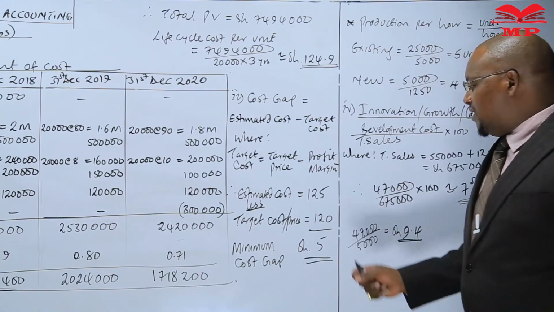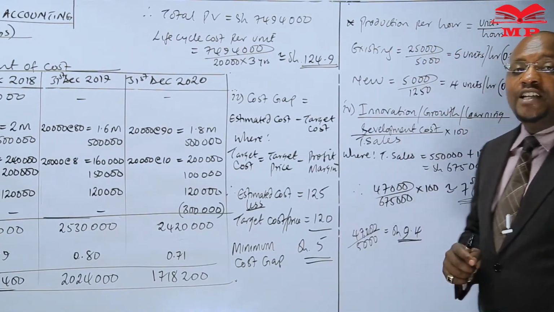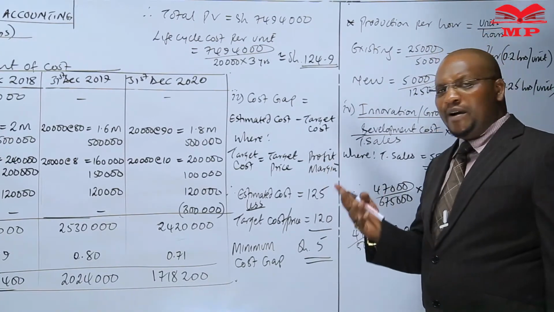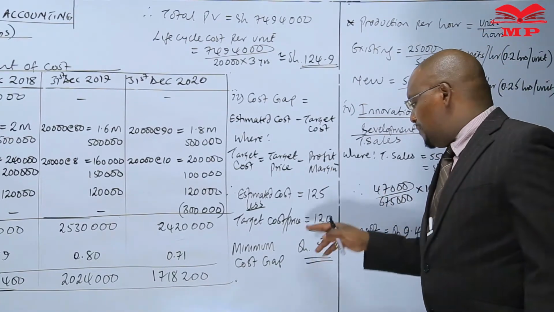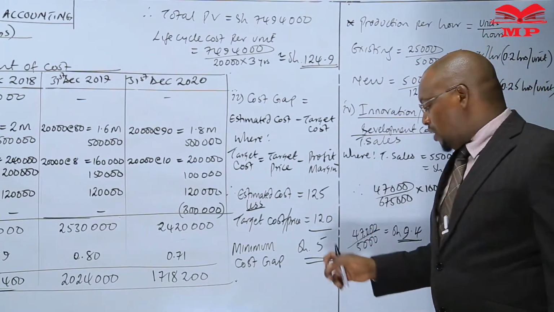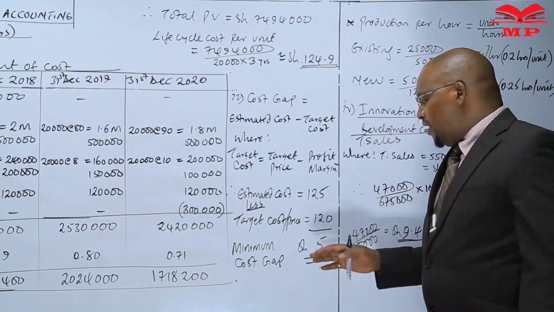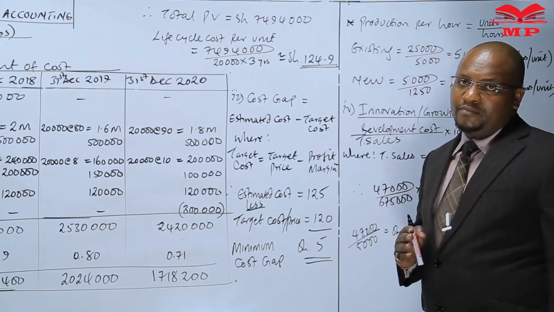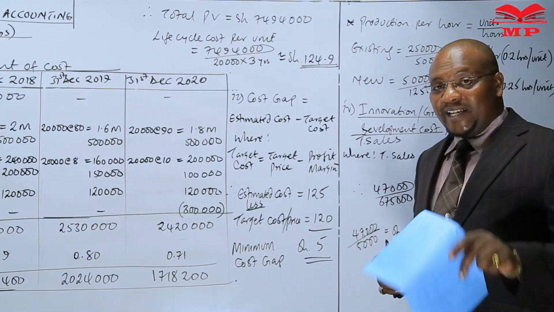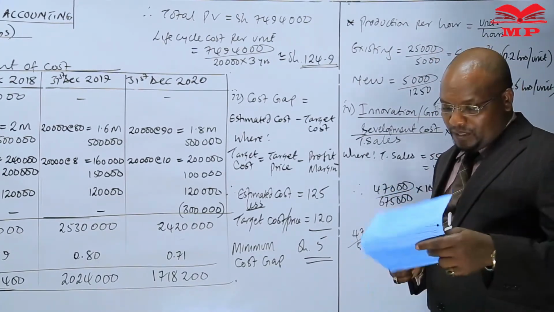Because we have not even subtracted what? The profit in the 120. We are not supposed to subtract the margin. If the margin, assume the margin is 10 shillings, then this should have been 110. If you subtract 110 from 125, this should have been 15. So I'm saying that 5 shillings is the minimum cost gap. So the cost gap will be higher than 5 shillings as long as we intend to make what? A profit. That's the position.